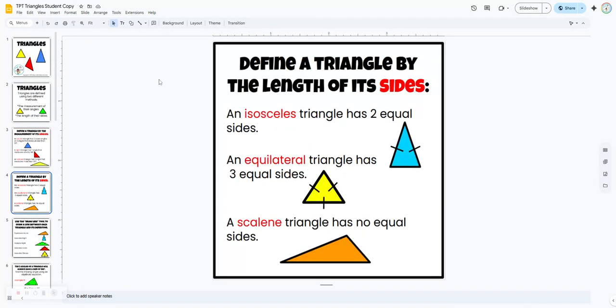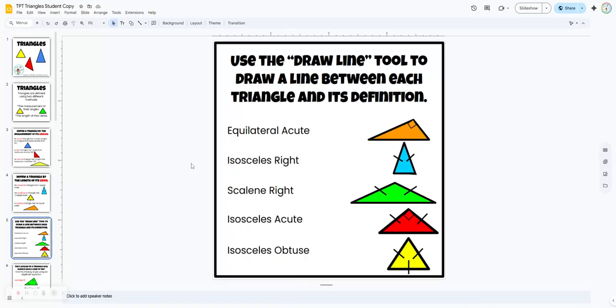If we define a triangle by the length of its sides, we can have an isosceles triangle where two sides are equal measurement, equilateral where all three are equal measurement, or scalene with none of the sides equal. So students are going to use the draw line tool here, and they're going to take these two classifications of a triangle, and they're going to use a line to connect the type of triangle to its visual.